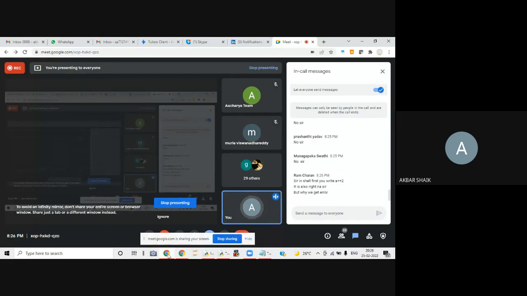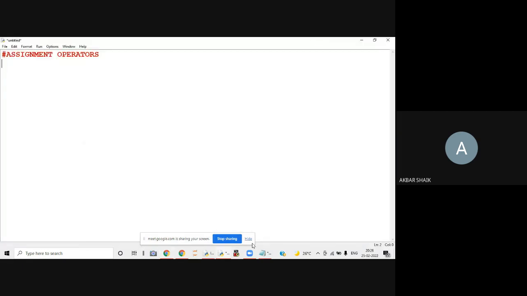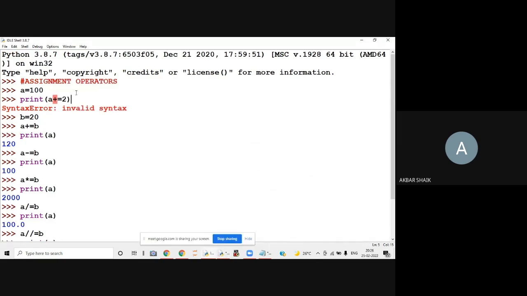No, actually, I have written it directly in the print statement. In a print statement we don't write like this, so that is the reason why we got an error. Here, if you observe, I am doing the same thing, but I have not written it in the print statement. In a print statement we can print only a single value. You can't apply assignment operators in a print statement. That is the reason.